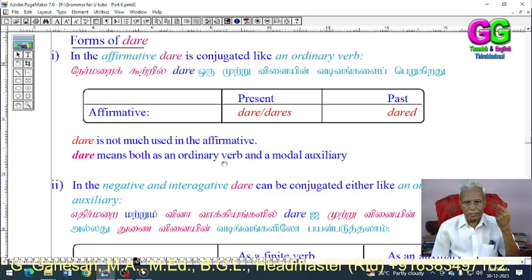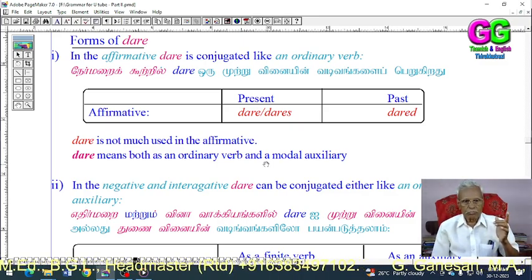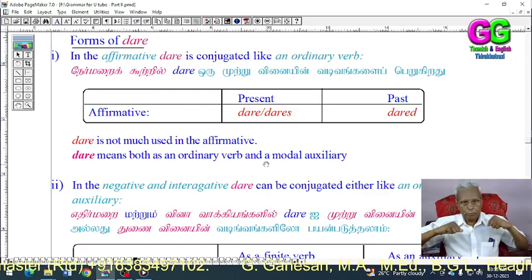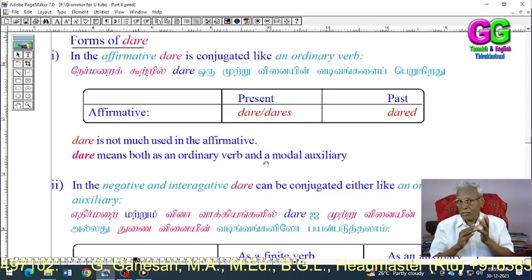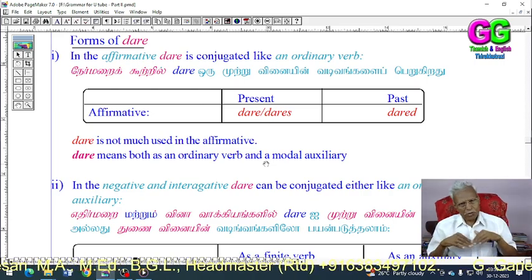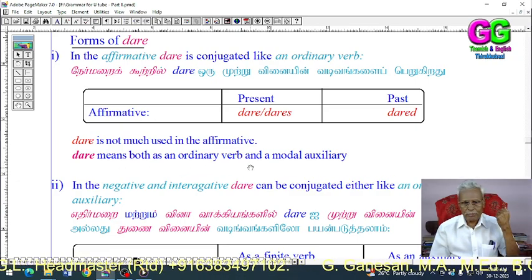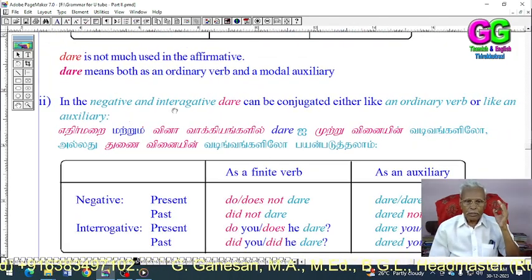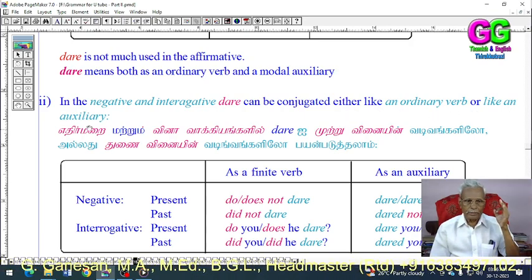Dare means both as an ordinary verb and a modal auxiliary with the meaning of challenge. That is, dare means challenge, or braveness. Braveness means courage. So dare, both as an ordinary verb and a modal auxiliary, means challenge or braveness. In the negative and interrogative, dare can be conjugated either like an ordinary verb or like an auxiliary.